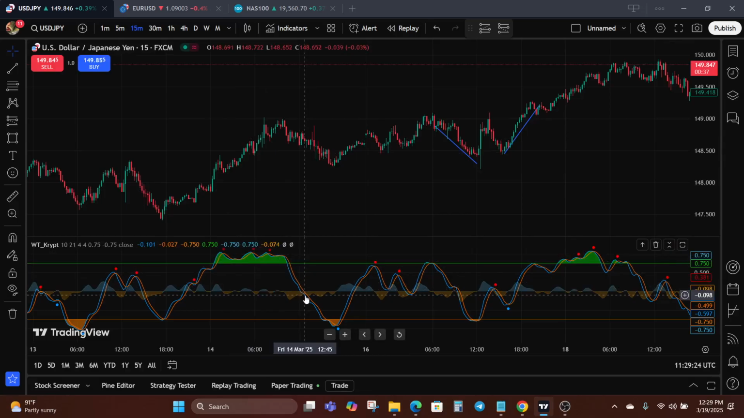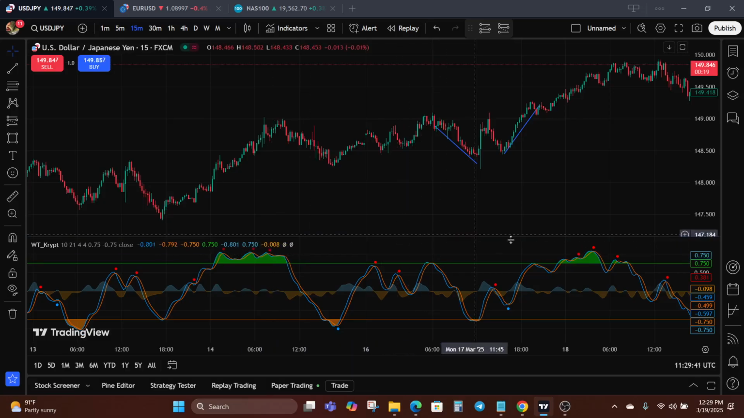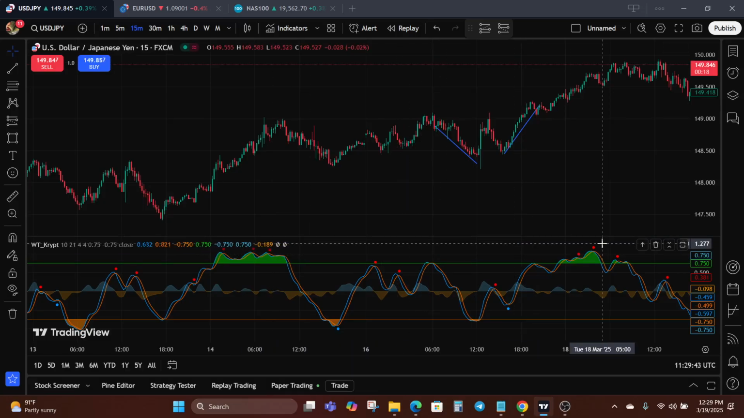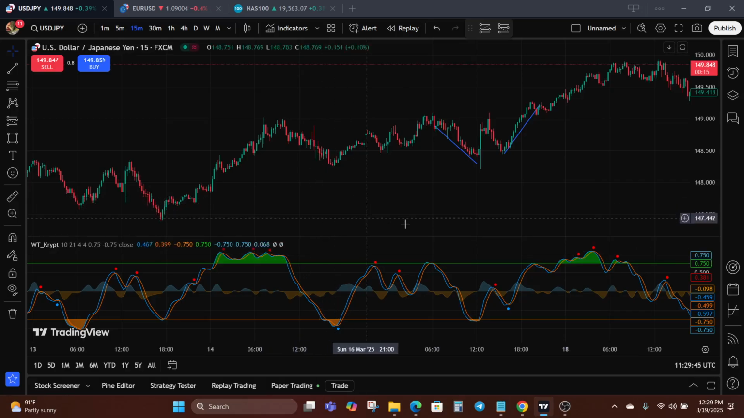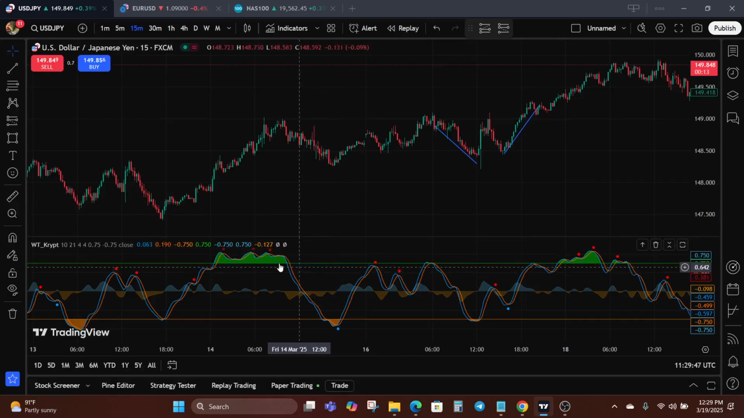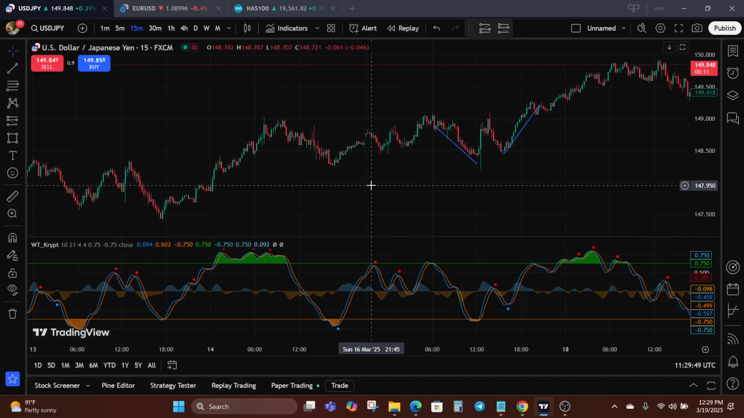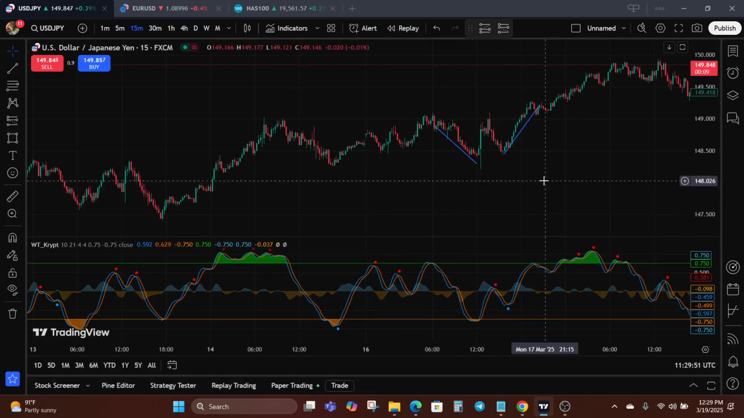So pay attention to the bullish crossovers around the oversold territory and the bearish crossovers around the overbought territory. And also watch out for these dots. When you have a blue dot there, you have a precise buy signal. When you have a red dot there, you have a precise sell signal. So this indicator is quite effective. You can know when bearish momentum is prevailing just with this indicator, and you can know when bullish momentum is prevailing as well.